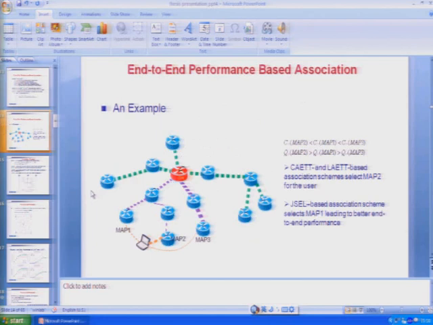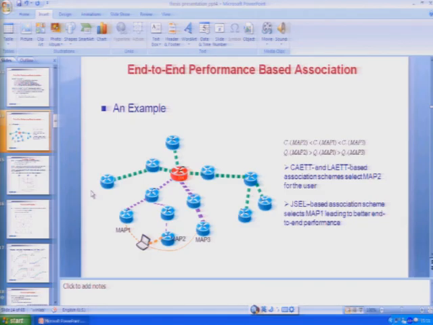Maybe we can use this example to illustrate this concept. So first we define the CATT and LATT to quantify the goodness of the user access link. And the end-to-end path between the user and the gateway will go across the access link as well as through the backbone path between the access point and the gateway. So we propose CATT and LATT as the access link metric, and we also incorporate the backbone path cost in the association metric.